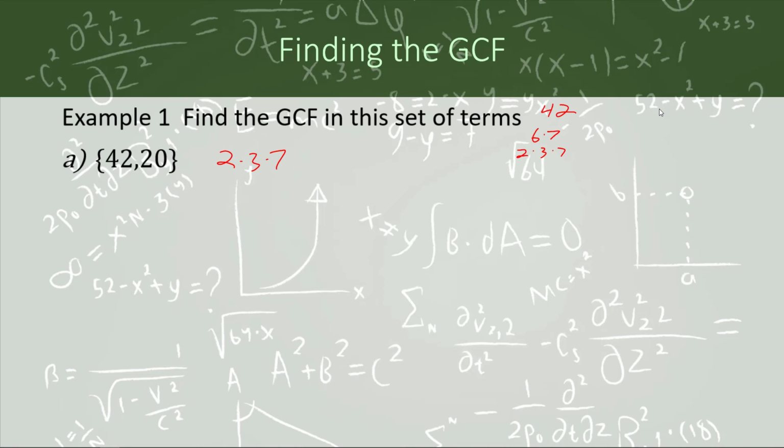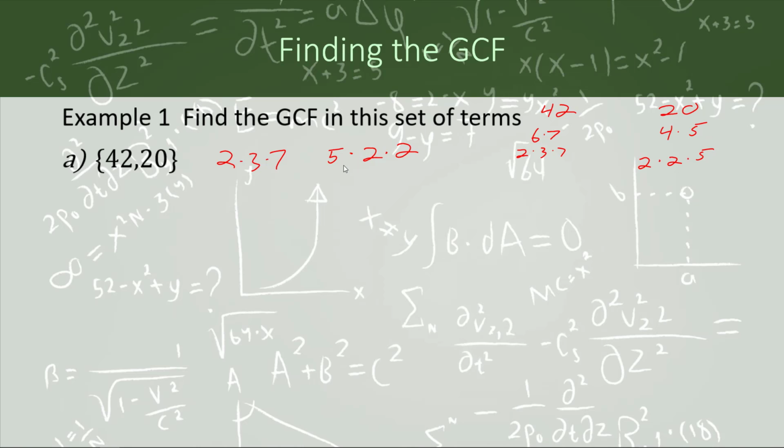What about 20? Well, 20 can be written as 4 times 5. Okay, 5 is a prime number, 4 is not. That can be rewritten as 2 times 2 times 5. And that is the prime factorization for 20. Kind of wrote it backwards there.